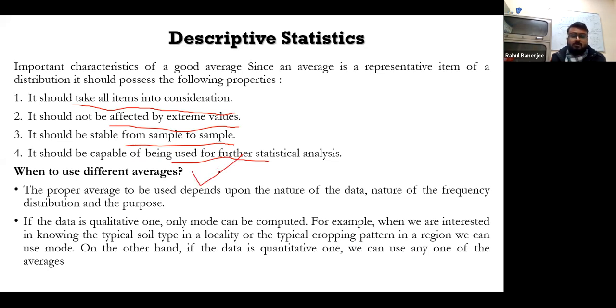One thing that always comes to our mind is when to use different averages. When should I use an arithmetic mean? When should I use a geometric mean? When should I use a harmonic mean? Okay. So basically it depends upon the nature of the data and the nature of the frequency distribution.